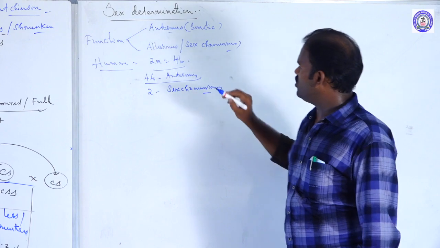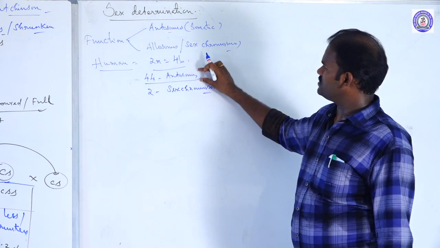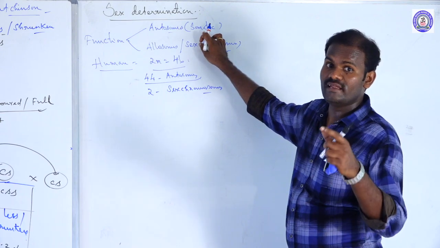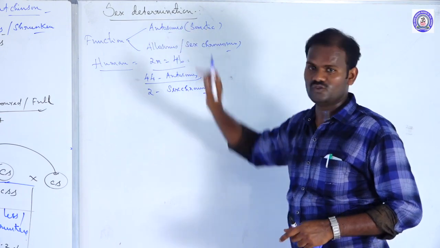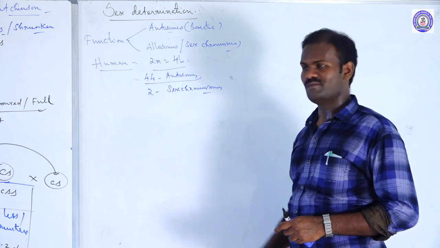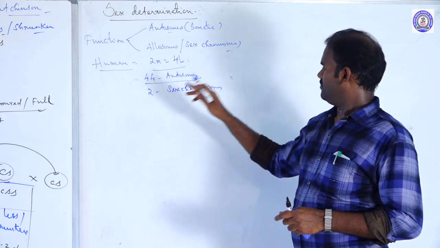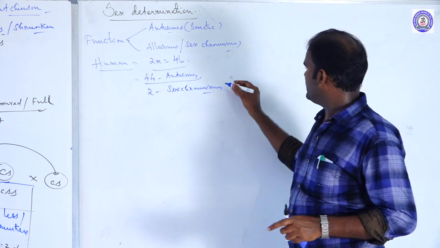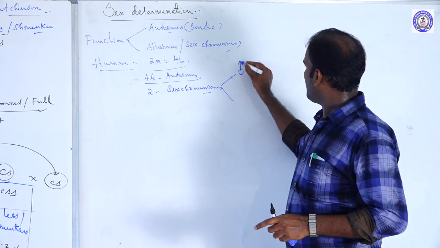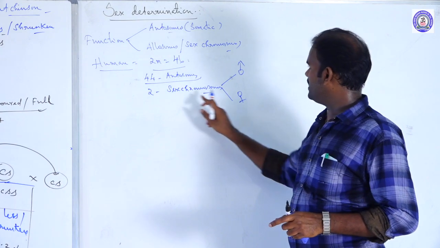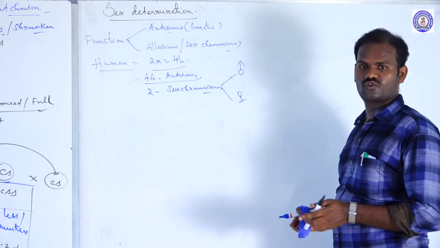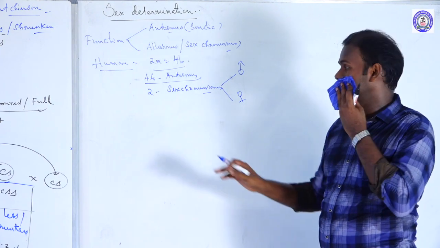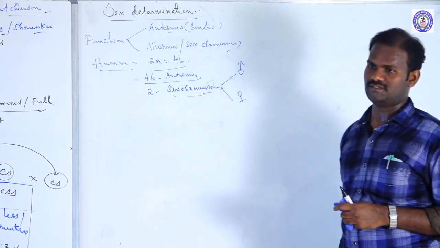Then what is called autosome? The 44 chromosomes are autosomes. They are involved in the determination of somatic characters, the body characters of the organism. In human beings, 44 chromosomes are autosomes. Whereas the other 2 chromosomes are involved in the determination of sex, whether male or female. These are called sex chromosomes. So in most animals and certain plants, sex is determined by these sex chromosomes.